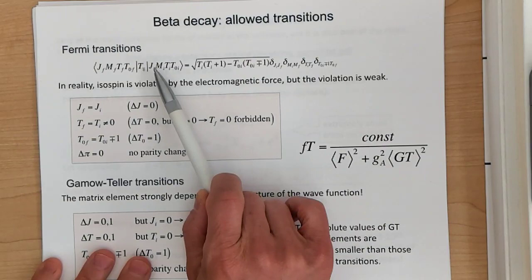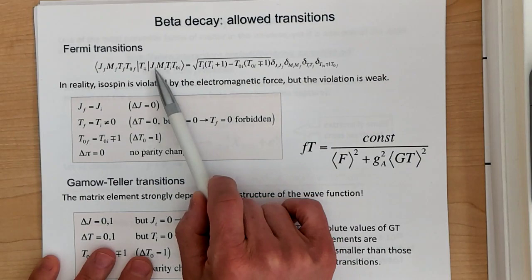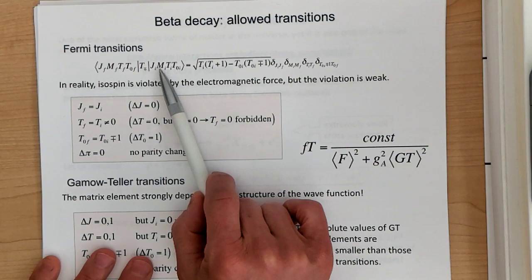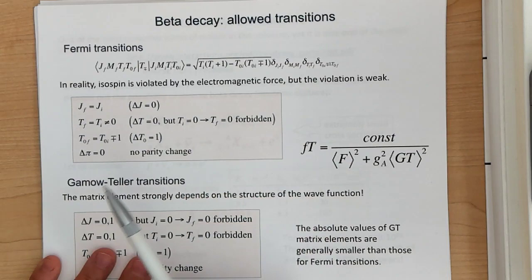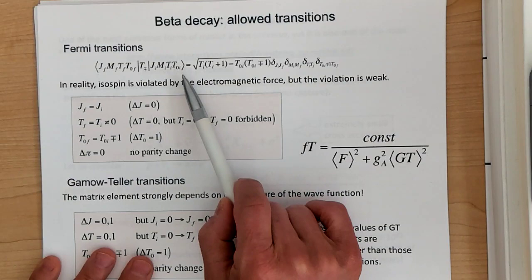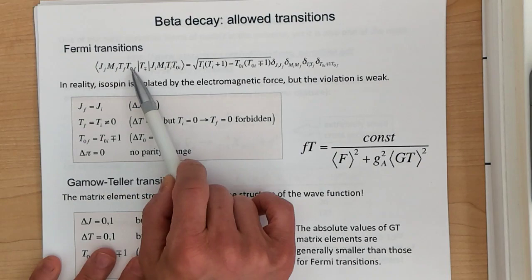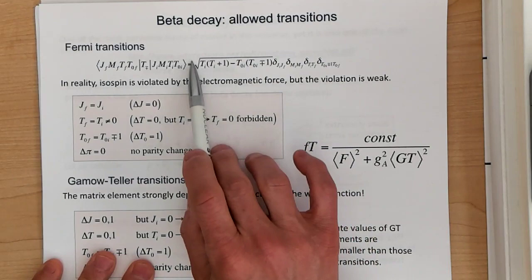Suppose we have an initial state, a nucleus, with spin J, Z component of spin M, and isospin T, and the Z component of isospin T0. These are all the initial state indices, and you have the corresponding ones for the final state. Then we can write down a very simple factor coming from just the isospin.